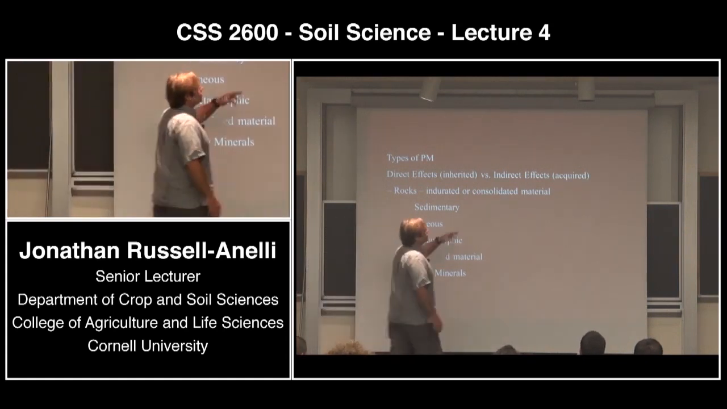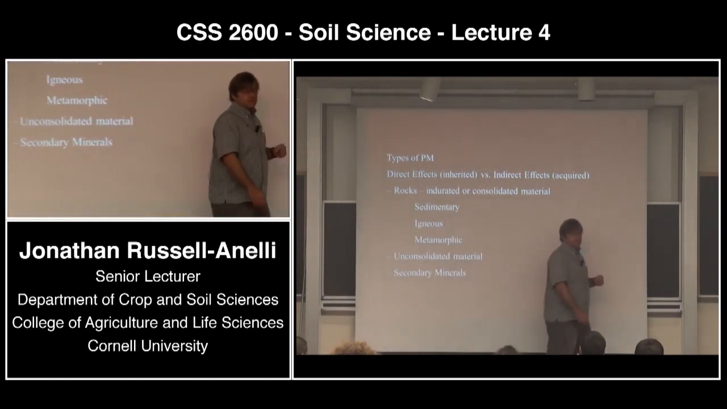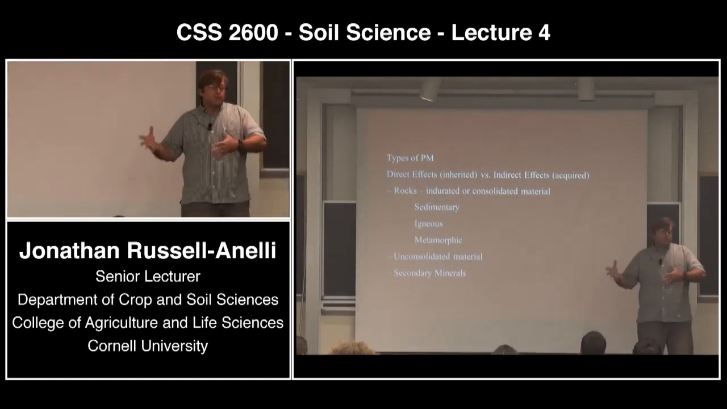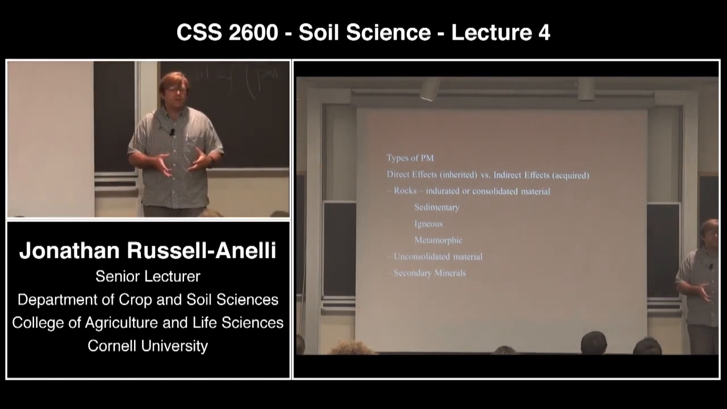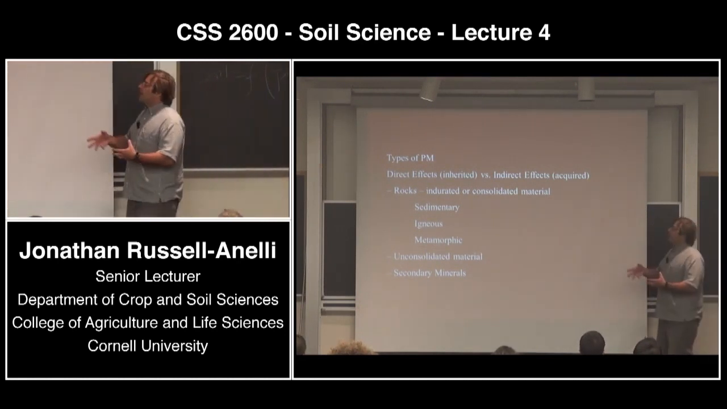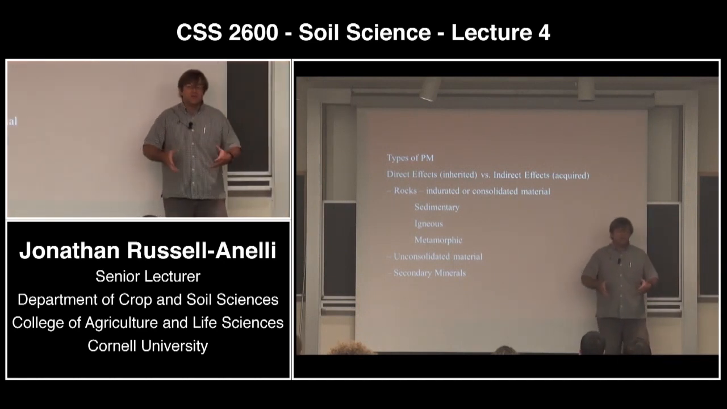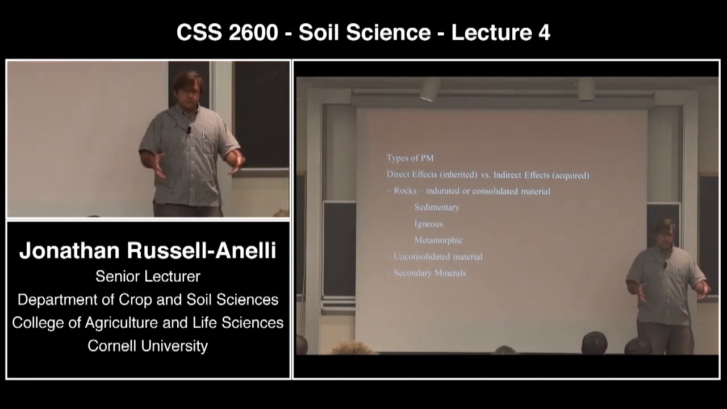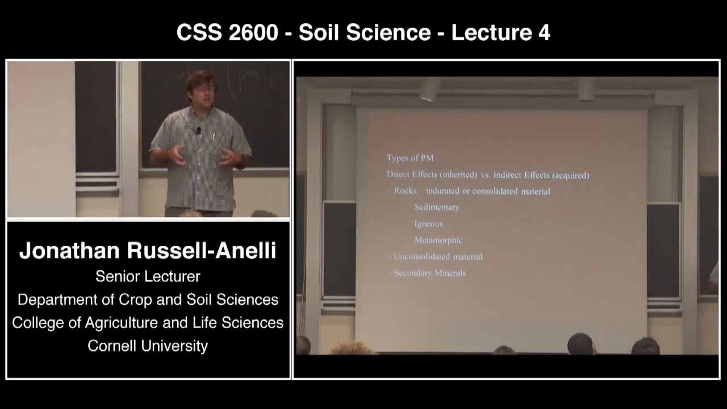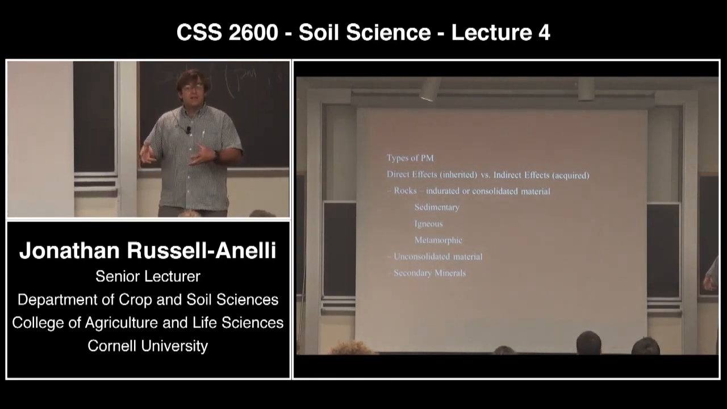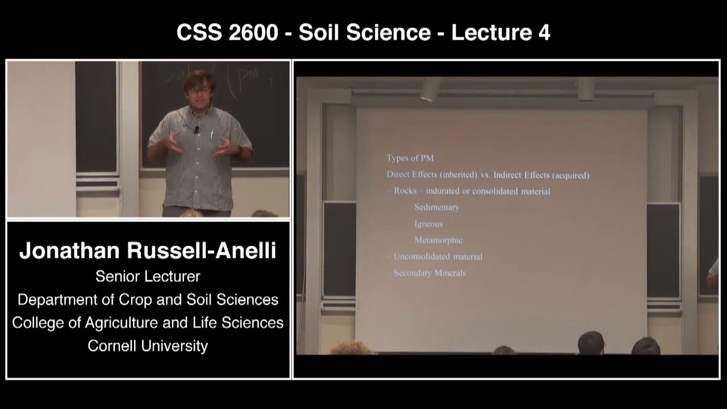We also have indirect effects or acquired effects. These effects are produced due to the weathering or the processing of that parent material. Okay, let's go back to the granite example. I start with a very large boulder, and as it weathers, it's going to start turning into sandier material. It's still granitic, but it's now sand, so the size of that material has changed.